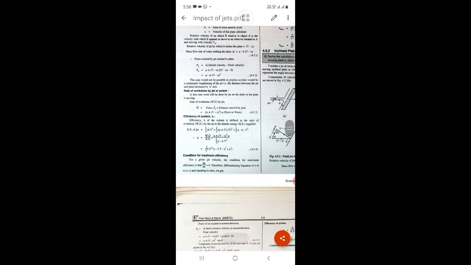So let us see the kinetic energy. It is half m dot V squared, that is half rho A V into V squared, which is half rho A V cubed. So efficiency is work done upon kinetic energy. Work done is rho A (V minus U) squared U, and kinetic energy is rho A V cubed upon 2. In this way, write down the velocity of the jet.